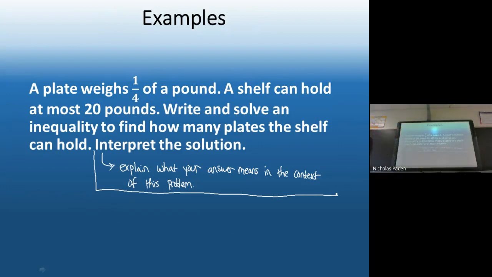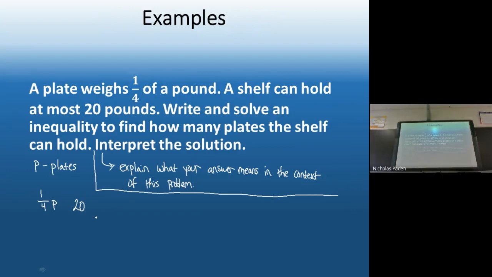Okay, so the first thing we'll do is go ahead and write our inequality. A plate weighs 1/4 of a pound. A shelf can hold at most 20 pounds. Write and solve an inequality to find how many plates the shelf can hold. First thing, our variable is going to be P, and that represents plates. What number goes with each plate? Well, each plate weighs 1/4 of a pound, so it's going to be 1/4 P. There's nothing else on that side, so we're going to go to the other side of the inequality and put 20 because that's at most 20 pounds.